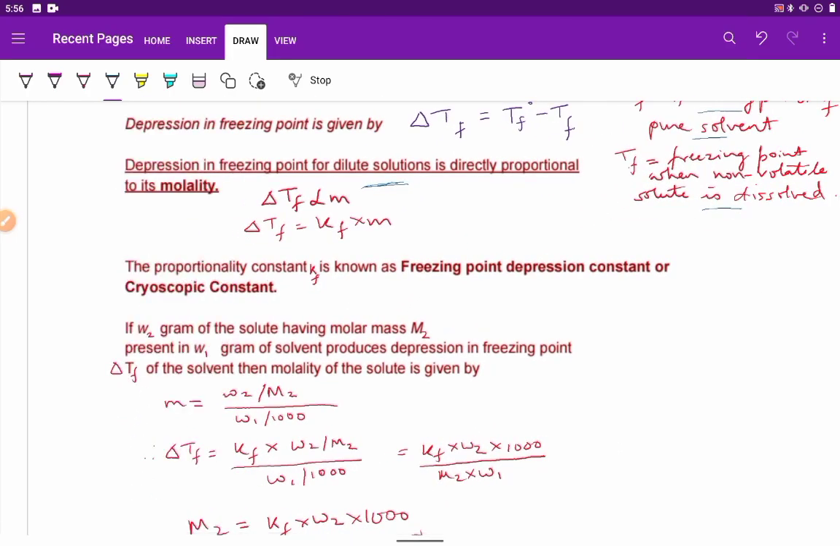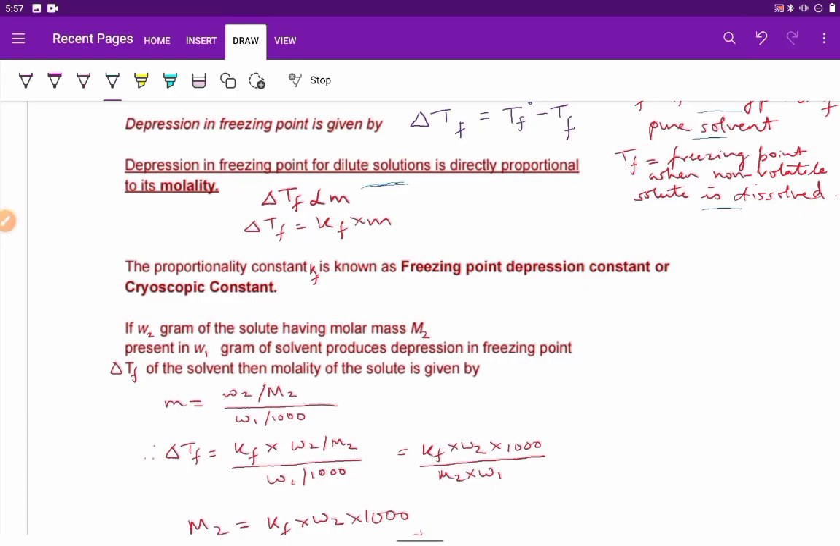Now if W2 grams of the solute, which has molar mass M2, is present in W1 grams of the solvent and it produces a depression in freezing point equal to delta Tf in the solvent, then we can find out the molality of the solute. Molality m is equal to W2 by M2, where W2 is grams of the solute and M2 is the molar mass, divided by W1 by 1000, where W1 is grams of solvent, divided by 1000.